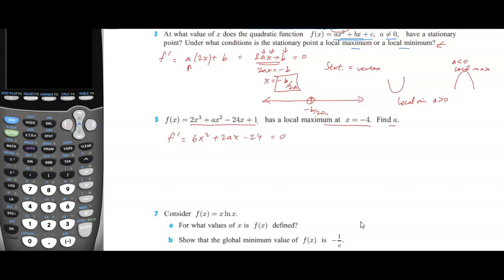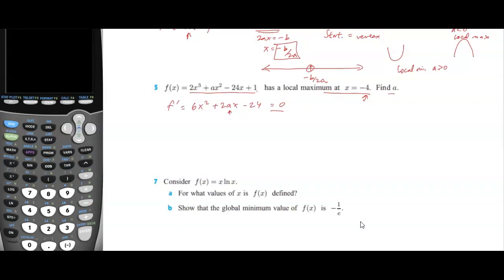And then we're going to say, okay, so basically we find out that the stationary point is -4, okay? And it says what value of a would make x -4 and make this 0? So it's kind of a backwards problem where we already know what x is supposed to be. So let's go ahead and put -4 in for x, and then we'll find out what a is, because a will be the only unknown then. So 6 times -4 squared plus 2a times -4 minus 24 equals 0.